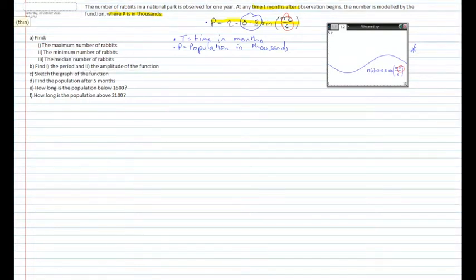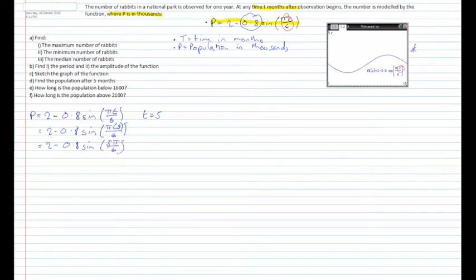Okay, the first question now says find the population after 5 months. So I know P equals 2 minus 0.8 sine of pi t on 6, and I know that the time is equal to 5 months, so all I need to do is substitute t equals 5 in. So P is equal to 2 minus 0.8 sine of pi times 5 over 6, which gets you 2 minus 0.8 sine of 5 pi on 6.